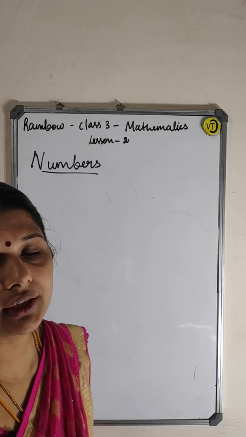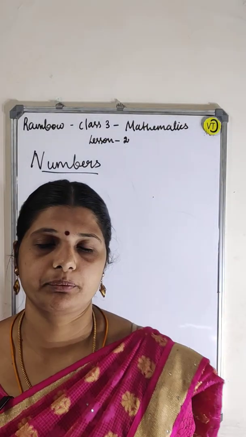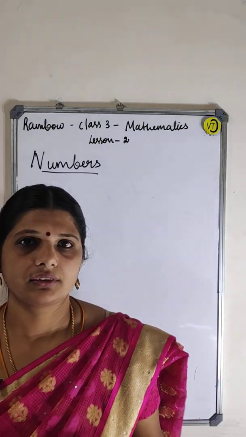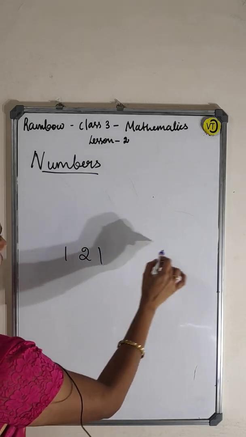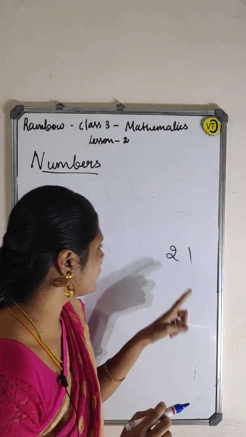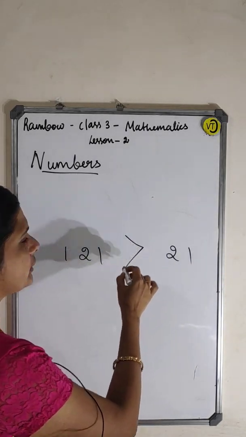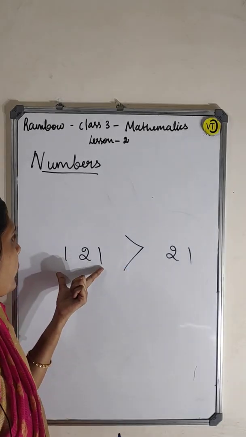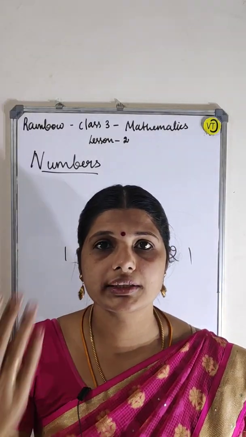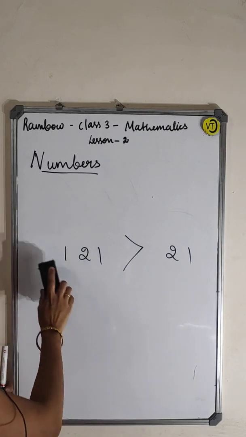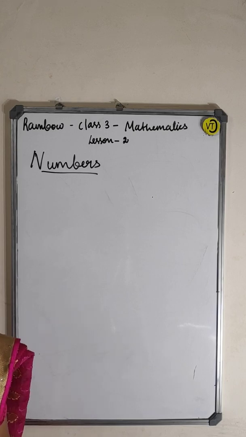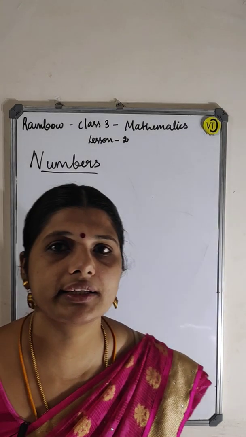And there are some rules to find how to compare the numbers. The first rule is the numeral containing more digits is greater. Listen now, 121 and 21. How many digits are there? 1, 2, 3. How many digits are here? 1, 2. So this is 3, this is 2. Without comparing, I can tell 121 is greater than 21. The numeral containing more digits is greater. The second rule now: if two numerals contain the same number of digits, the number with the bigger digit on the left-hand side is greater.